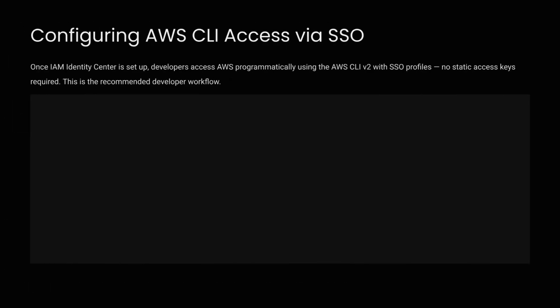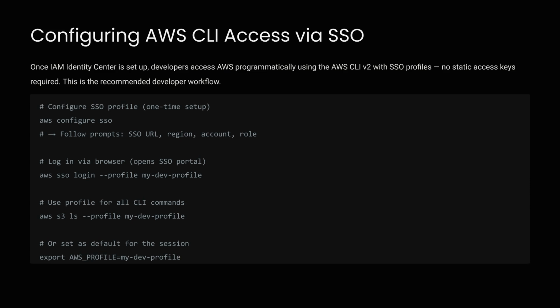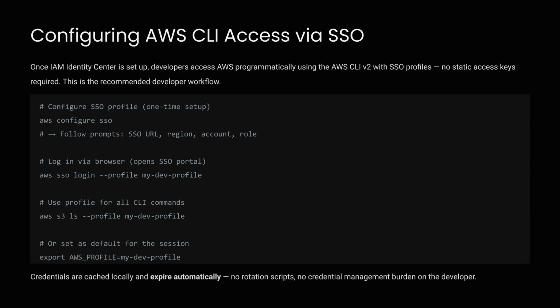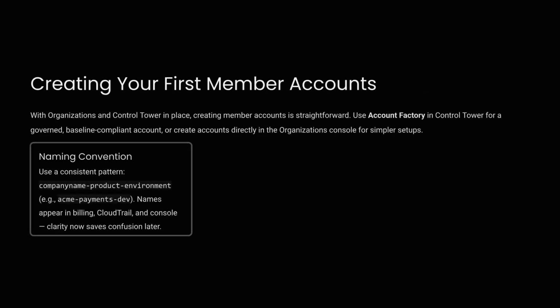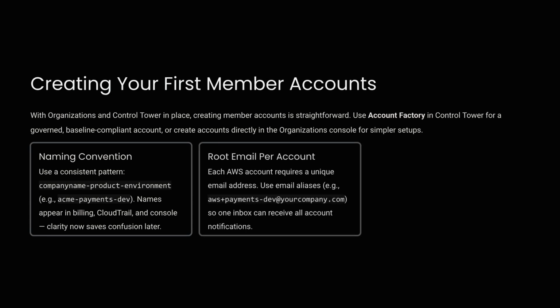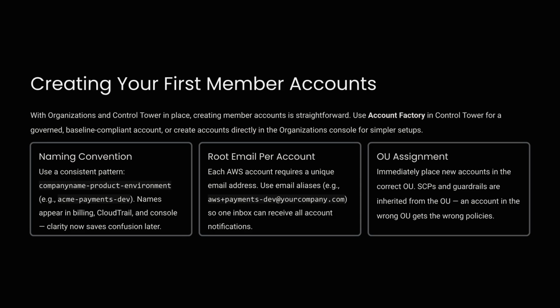Developers should use the AWS CLI v2 with SSO profiles, which eliminates static access keys. The aws configure sso command sets up the profile, and aws sso login initiates browser authentication. Credentials are short-lived and automatically expire, removing credential management burden. When creating member accounts, establish a consistent naming convention, like company-product-environment. Use unique email aliases for each account's root access, ensuring all notifications go to a central inbox. Immediately assign new accounts to the correct OU to inherit appropriate guardrails.